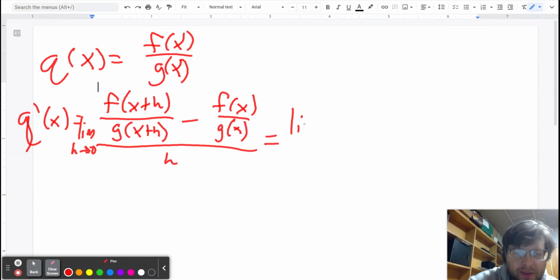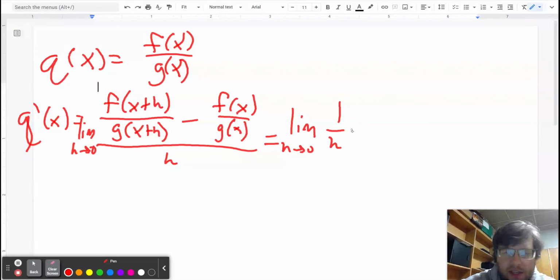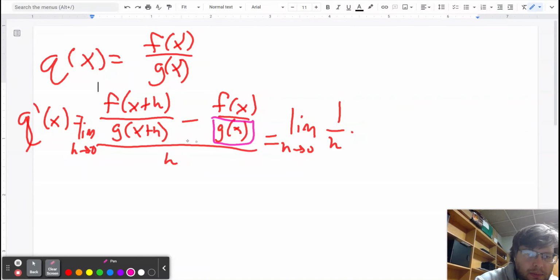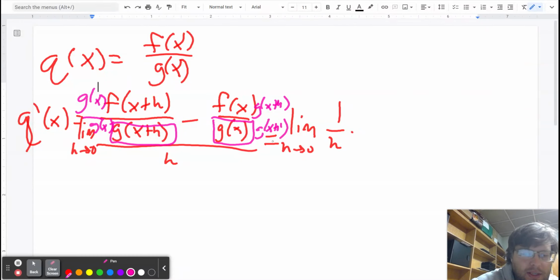And I'm going to pull the divided by h in front as a 1 over h, because that makes things a little easier to write. So to get a common denominator, the fraction on the left needs a g of x, so I'm going to multiply by g of x over g of x. And the fraction on the right needs a g of x plus h, so I'm going to multiply g of x plus h over g of x plus h, and we'll see what we get.